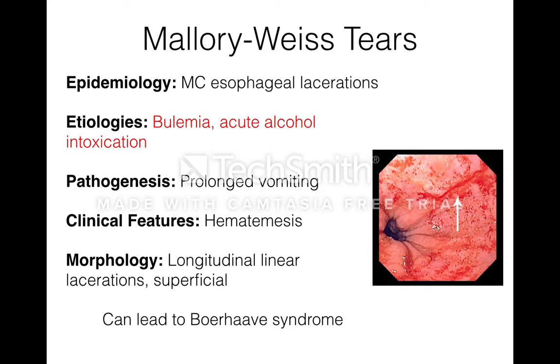This is the most common type of esophageal laceration. It's going to occur in bulimics or people with acute alcohol intoxication, and this is because it's due to prolonged vomiting. So just repeated vomiting is going to cause these long linear tears within the esophagus, and as a result, patients will present with hematemesis. On endoscopy, again, you see long linear lacerations. These tend to be superficial.